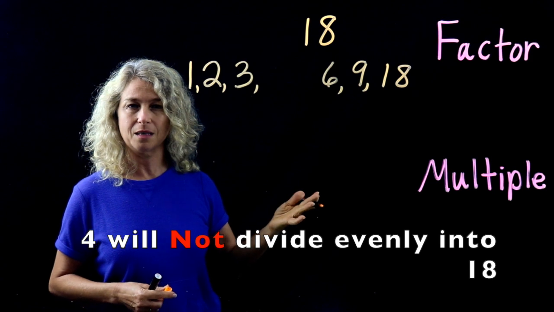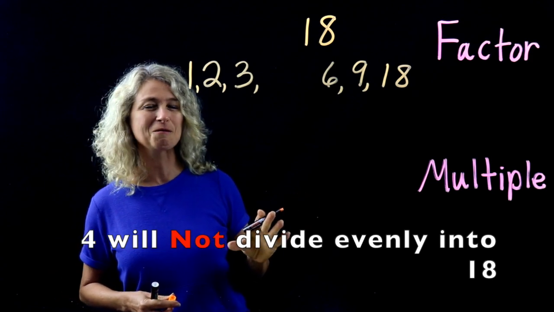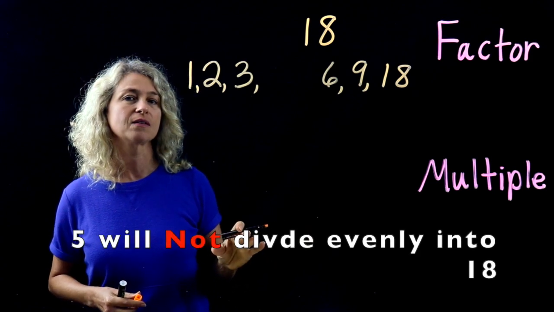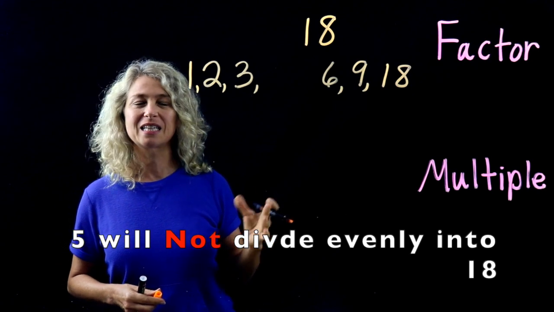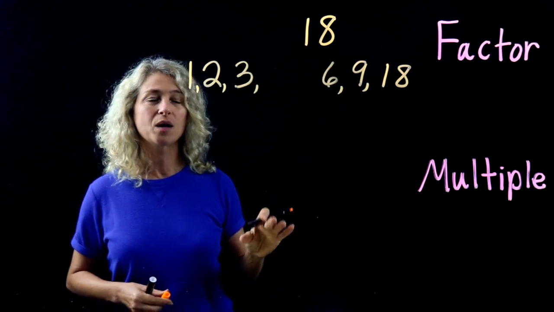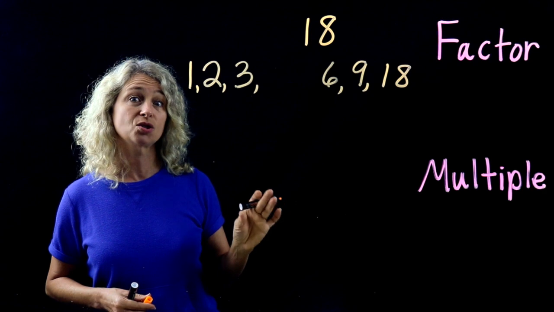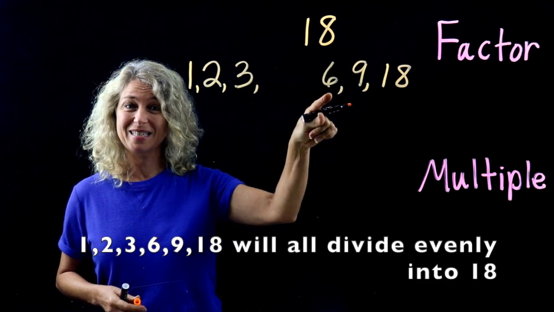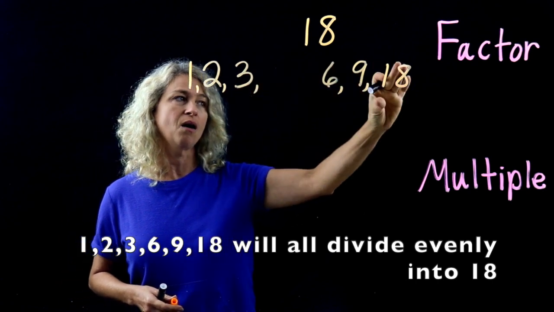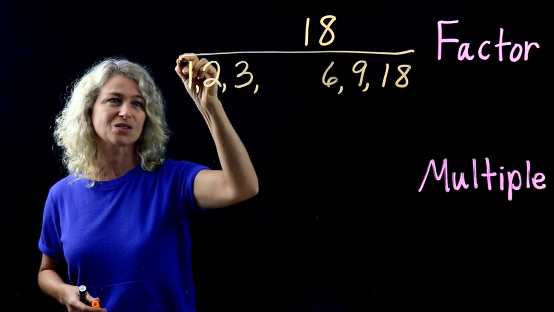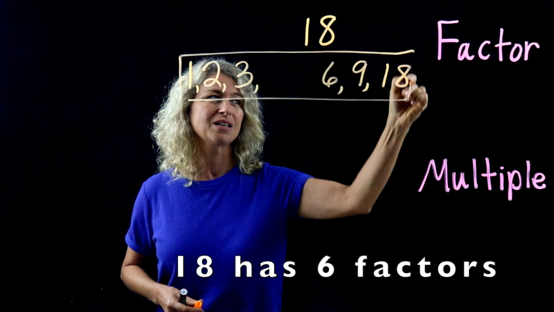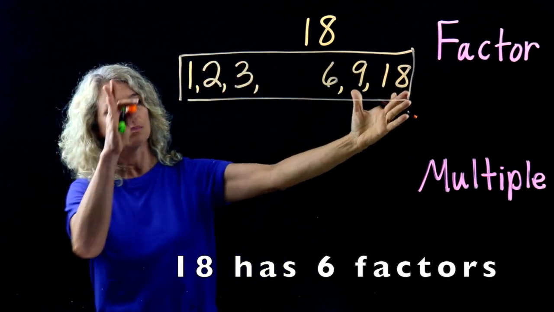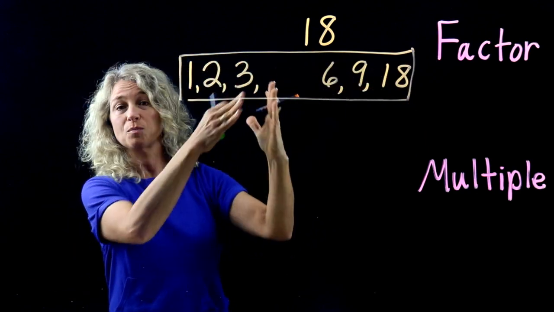What about 4? 4 times anything? Not anything times 4, is there? What about 5? 5 times anything to get to 18? No. What about 6? Sure. 6 times 3, but it's already listed, you see? So here are all the numbers that are factors for 18, and if you were to rewrite those, you could pull this together and that would be in order.